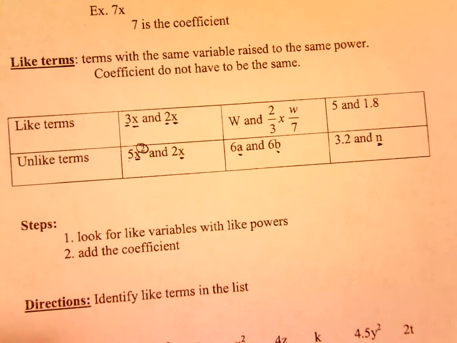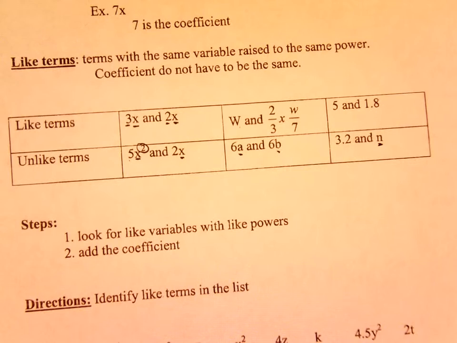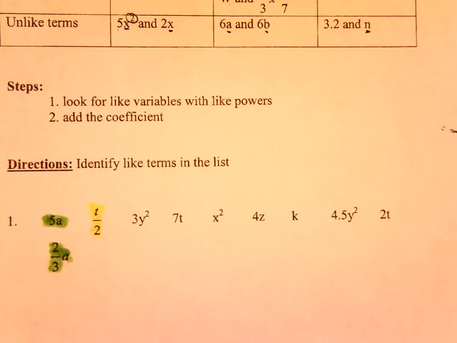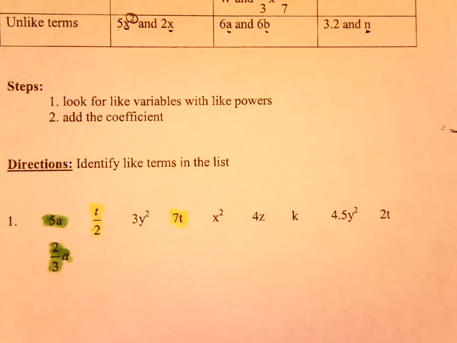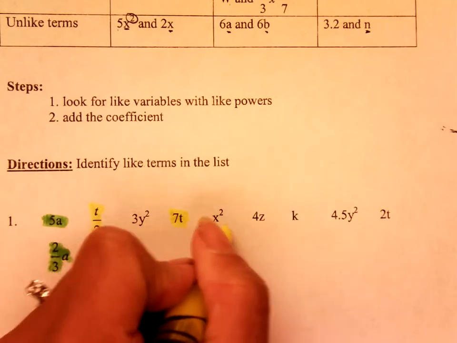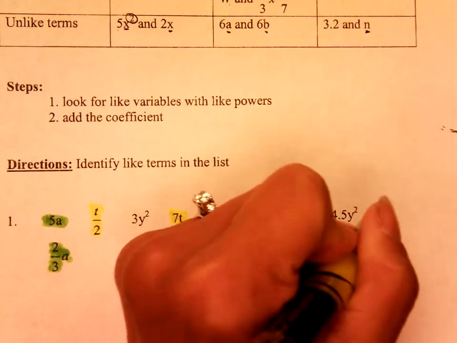Okay? Now I'm going to the next one. You're not really looking at the numbers, you're just looking at the variable. This one has a t. So I'm going to highlight t, and anything else that has just a t. Well, this has just a t, 7t. And this has x, this is z, k, y, and this has 2t.